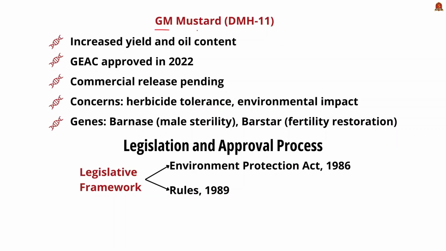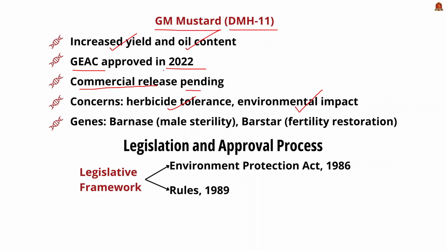The next crop is GM mustard, which is also known as DMH11. This is created to increase the yield of mustard and also increase the oil content in mustard. The Genetic Engineering Appraisal Committee approved the GM mustard in 2022 and the commercial release of this mustard is still pending. The concerns regarding this GM mustard are herbicide tolerance and environmental impact.